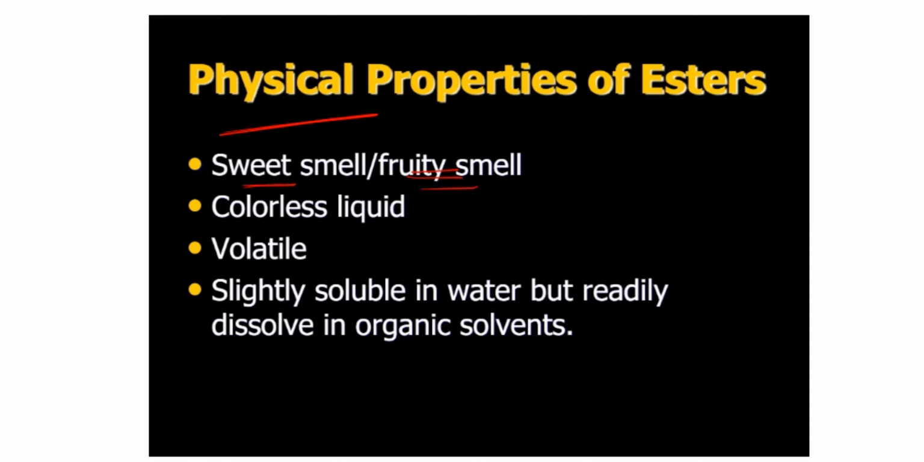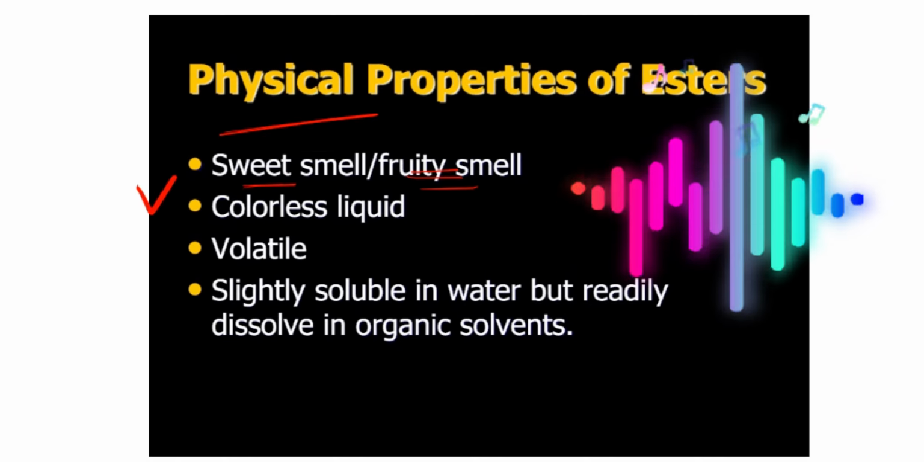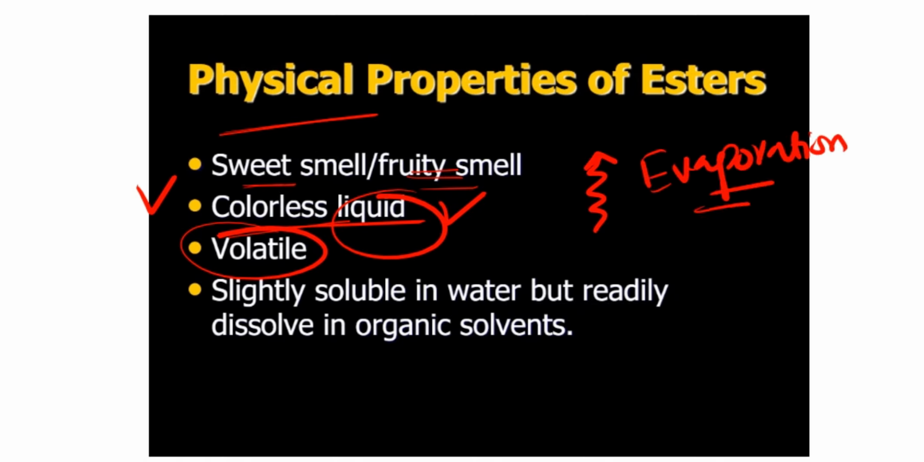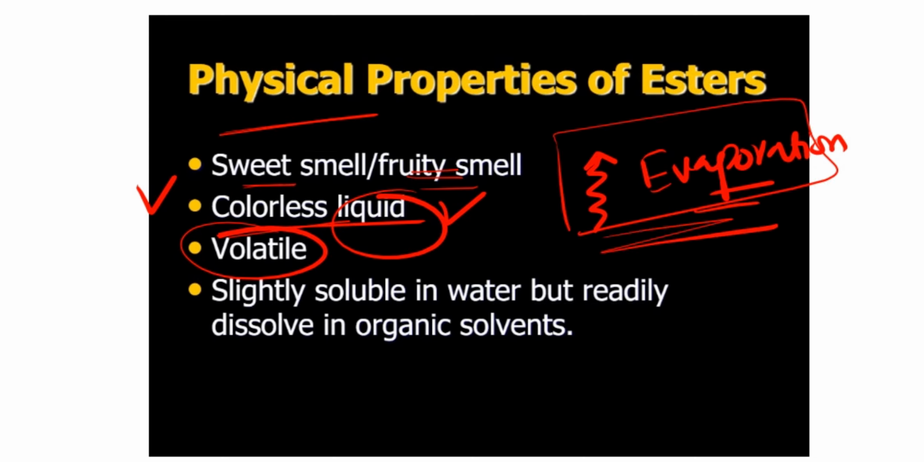We can smell different flavors from these esters. If we talk about its color, it is a colorless liquid. Its state is liquid. And the third property of esters is that they are volatile, they can evaporate easily. So this property of any liquid is known as volatility. Due to its volatile nature, esters may evaporate very easily.